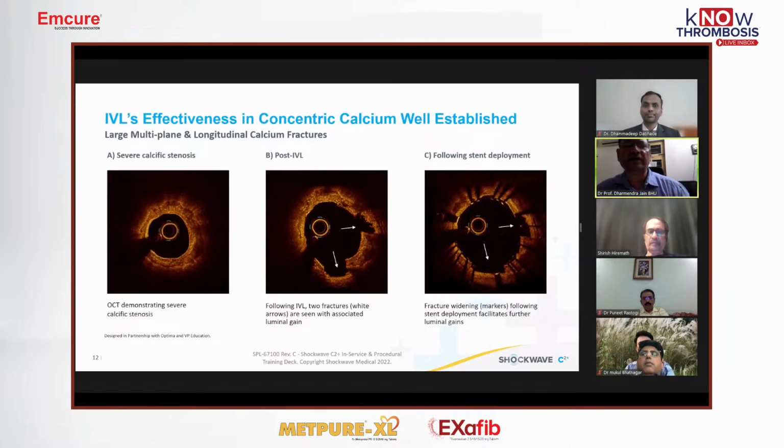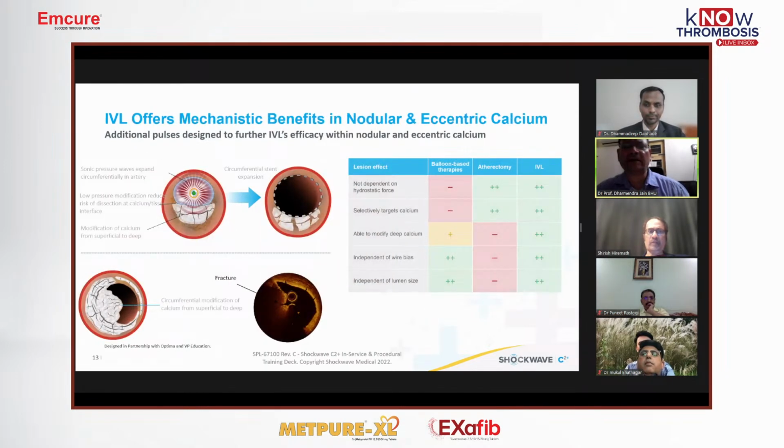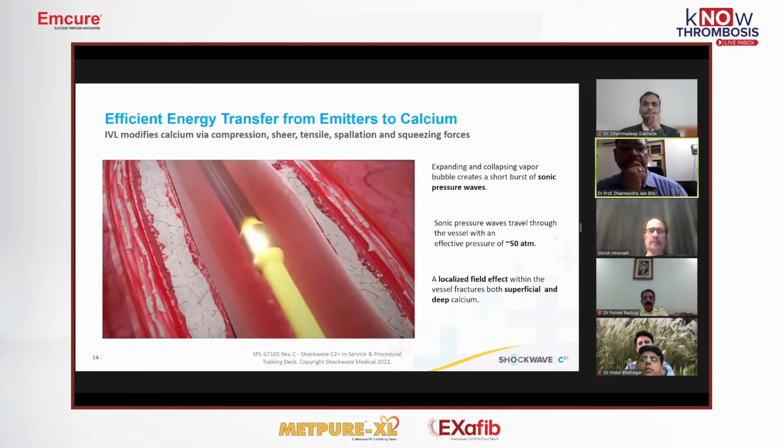It's effective in concentric calcium, which is well established in this picture, that it breaks the calcium following the IVL, and the stent delivery is very smooth. So it offers mechanical benefits in nodular and eccentric calcium. It breaks all of them. And this is the cartoon which is helpful to understand how this IVL works.